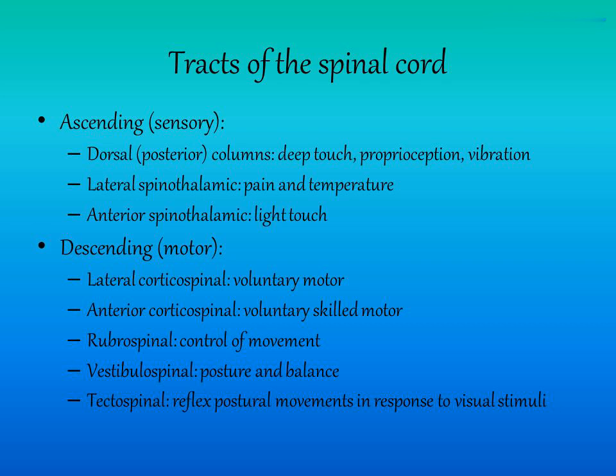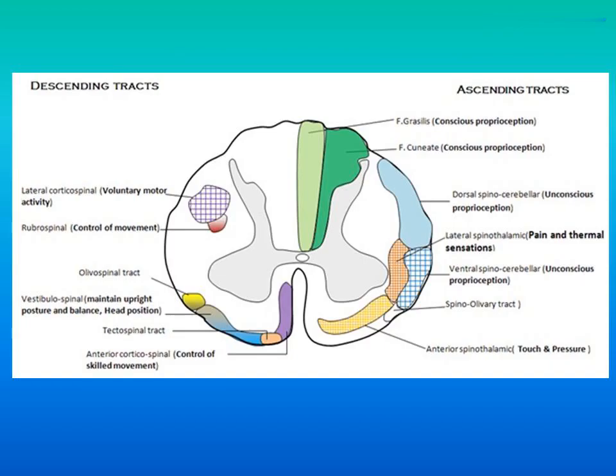Lateral corticospinal: voluntary motor. Anterior corticospinal: voluntary skilled motor. Rubrospinal: control of movement. Vestibulospinal: posture and balance. Tectospinal: reflex postural movements in response to visual stimuli.